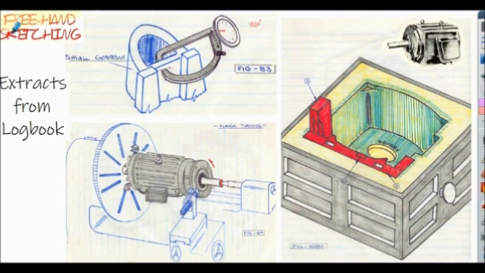Here's further freehand sketching from the logbook. Top sketch shows the measurement of a small gearbox. The lower sketch shows how the flanges on the electric motor are being machined. And the right hand side again shows another mould used to generate the casting, the stator shown in the sketch here. So again, illustrations of technical sketching.